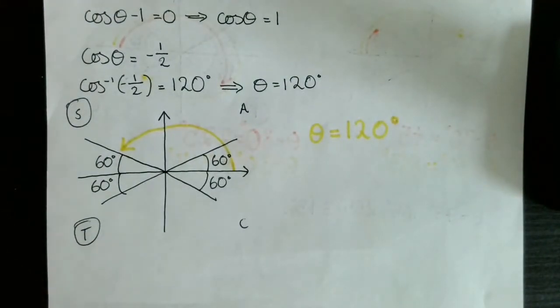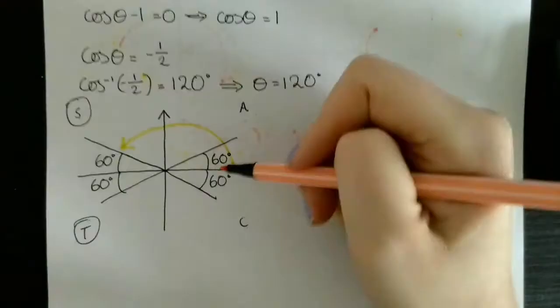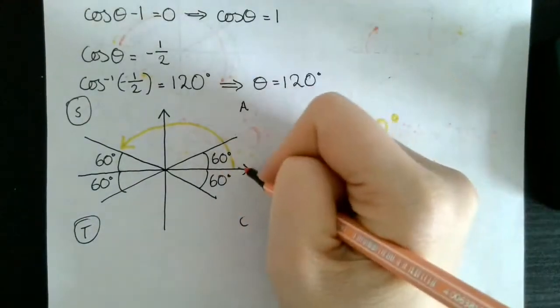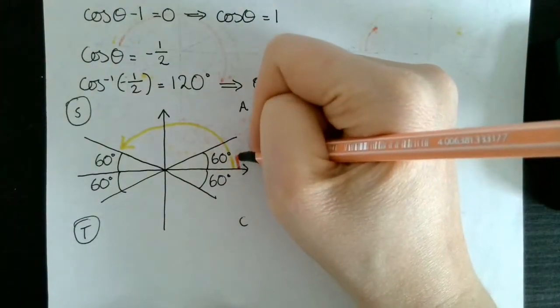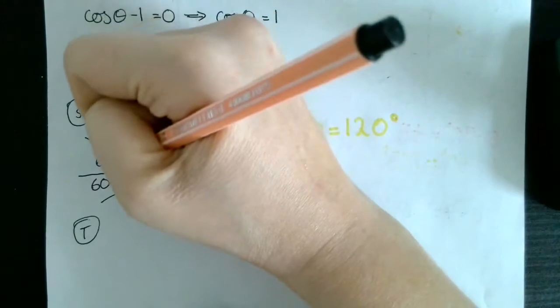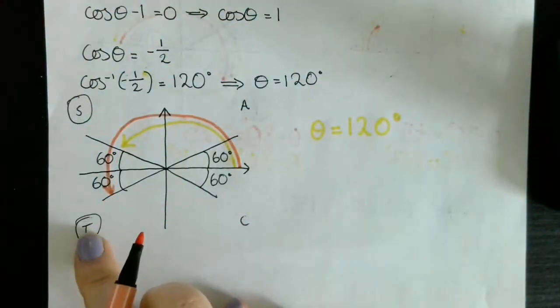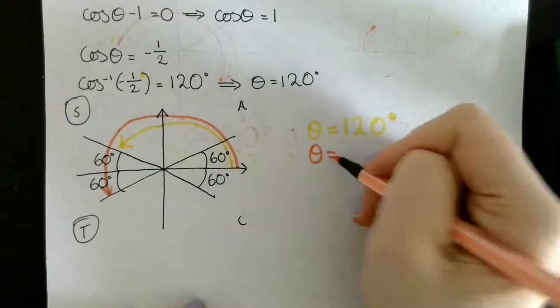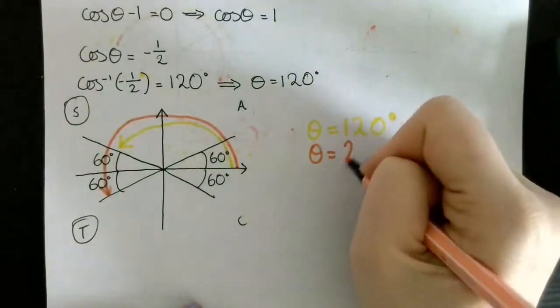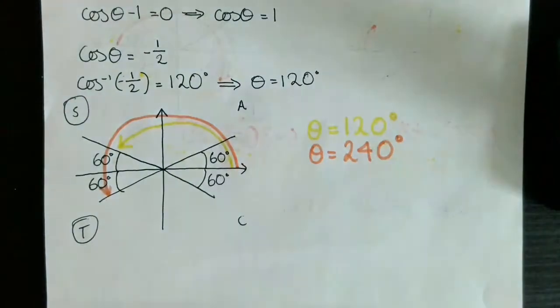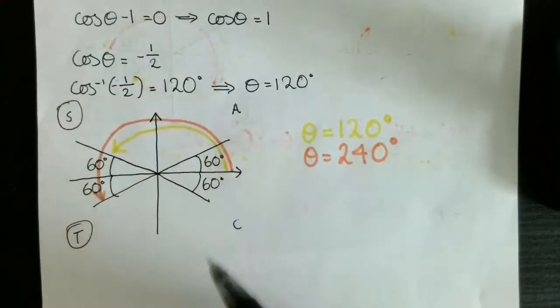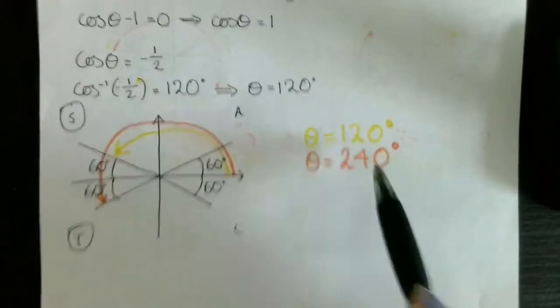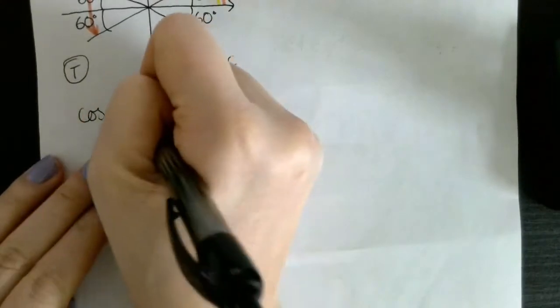Our second value for theta then, we're going to start again at the point here where we're at 0 degrees, and we're going to move round to the tan quadrant, and we get that theta is 180 plus 60, which is 240. So what we've found here is that when cos theta equals negative a half, we've got these two values of theta in that interval. Now we need to look at when cos theta equals 1.